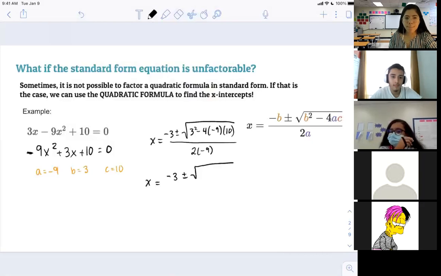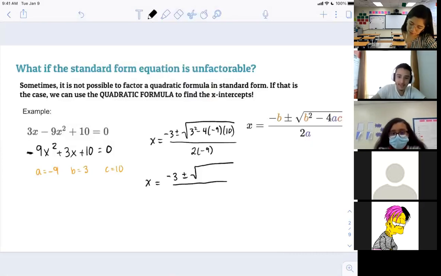Multiply. What do I get inside the radical? Yeah, go for it. Negative 18 on the bottom. On the bottom, you got negative 18. But what about inside the radical? How do I figure out what to multiply?